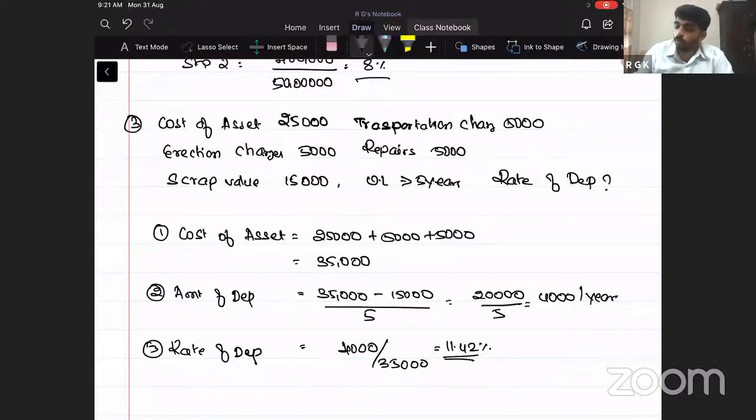11.43 is better because the digits after that are 4 and 8, so 11.43% can be written. Is that clear? Any doubts here? No doubts, so this discussion is clear for everyone, right? Shall I proceed to the next one?